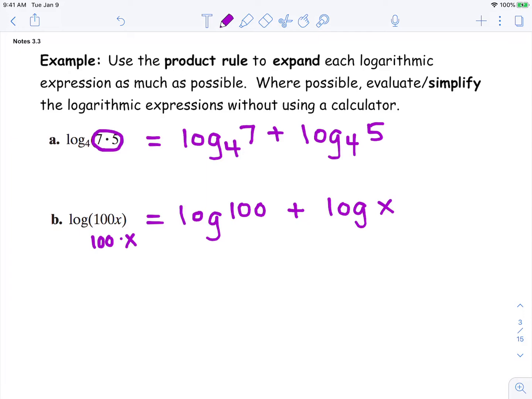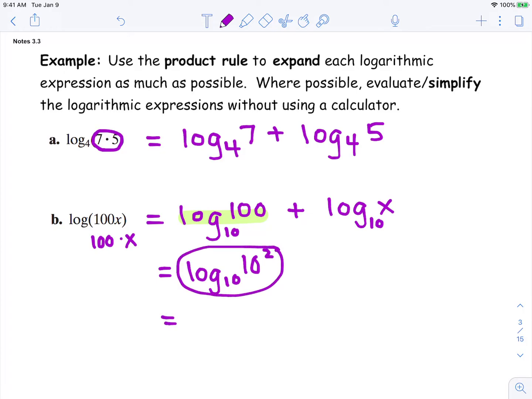Now you're not seeing those bases, so I'm going to go ahead and put the number 10 here and the number 10 there. This logarithm can be simplified further. What we can do is we can rewrite it as log base 10 of 10 squared. These two are inverses of each other, so you're going to be left with 2. And then we just bring down that last logarithm.